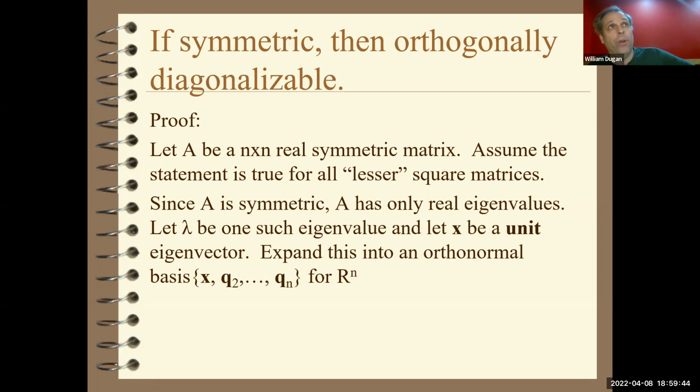I also know that for an eigenvector within its eigenspace, I can take any multiple of that eigenvector and still get an eigenvector for the same eigenvalue. So I'll not just get any eigenvector, I'll get one that has unit length. I'll call that x.